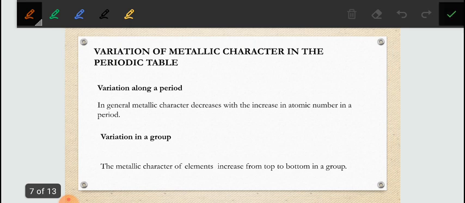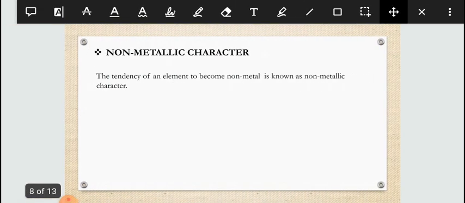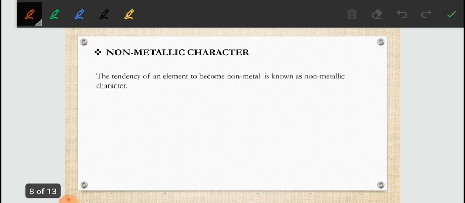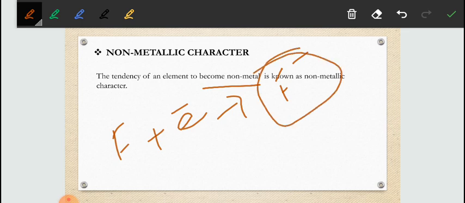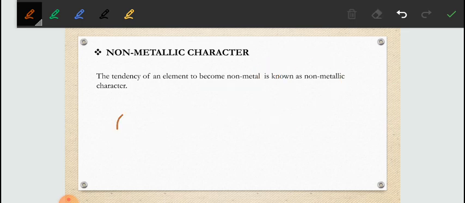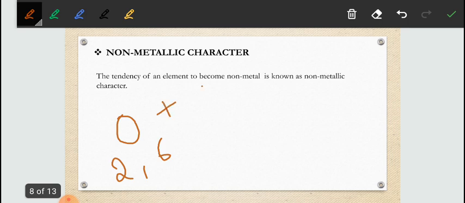Now we can talk about another property, that is non-metallic character. It is just opposite to the metallic character. What will be the non-metallic character? The tendency of an element to become a non-metal. For example, fluorine, when it gains an electron, it becomes F negative. When it gains an electron, that means it is a non-metal. For example, oxygen, its atomic number is 8, so 2 and 6, so it will require 2 electrons. When it gains 2 electrons, it will become O2 negative, so it is called a non-metal.